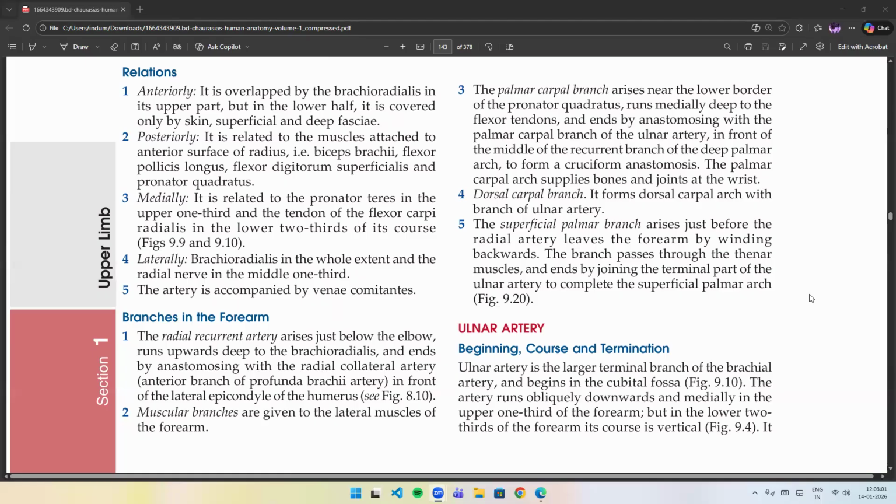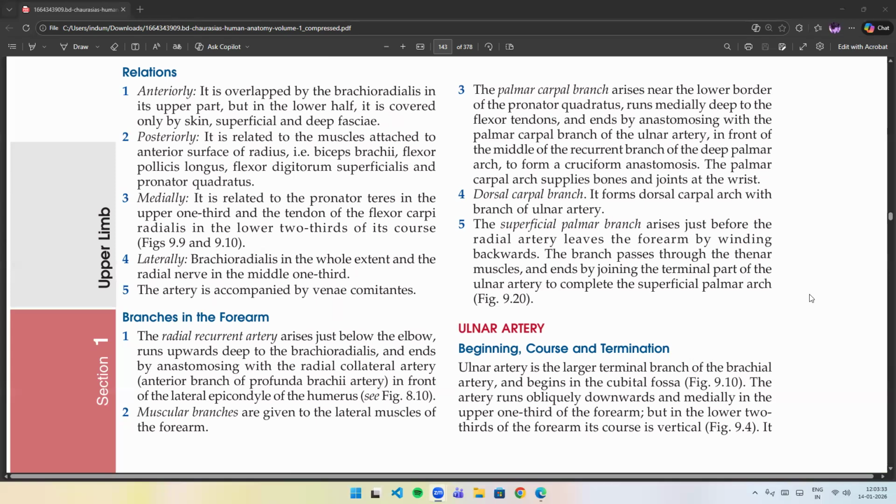Number 4. The dorsal carpal branch. It forms dorsal carpal arch with branch of ulnar artery. Number 5. The superficial palmar branch arises just before the radial artery leaves the forearm by winding backwards. The branch passes through the thenar muscles and ends by joining the terminal part of the ulnar artery to complete the superficial palmar arch. Figure 9.20.